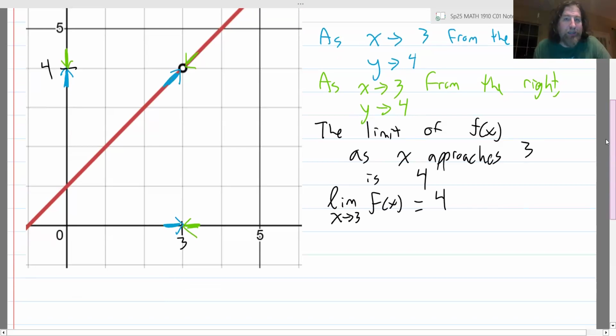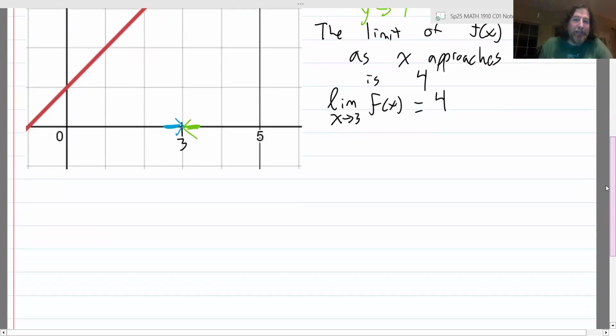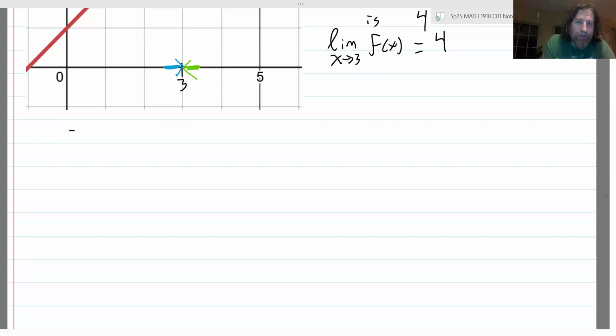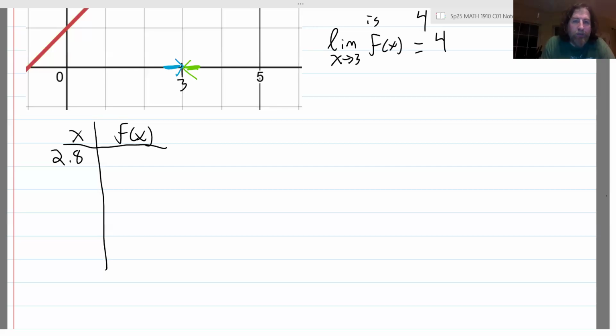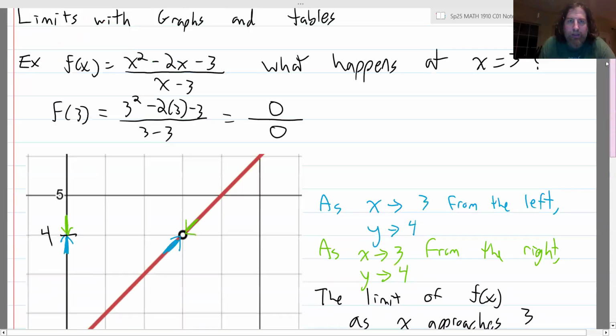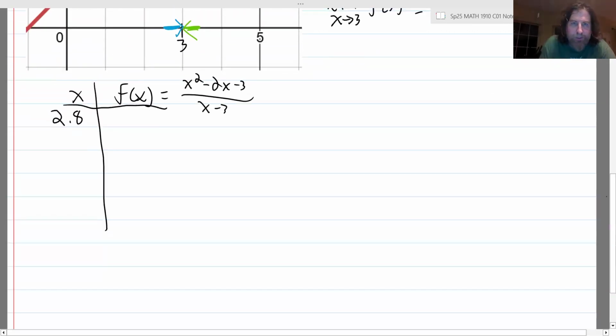We can also evaluate limits numerically using a table. So we can say, okay, let's plug in some numbers here. Let's make a table. Let's say we want to know what happens when x is 2.8, and we plug 2.8 into the function. Let me actually write down the function here. The function was x squared minus 2x minus 3 over x minus 3. Let me double check that real quick. Minus 2x minus 3. Yep, that is our function.